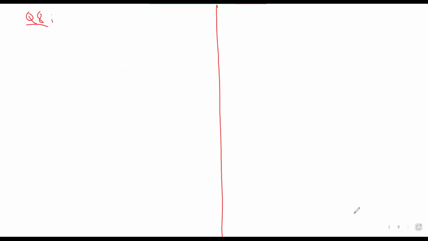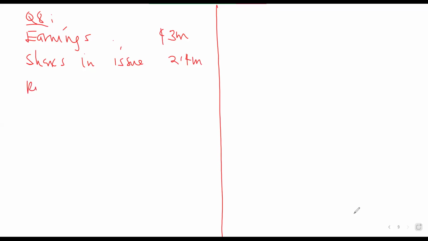Okay. So let's come to the earnings for the year. Maybe I can use the example to explain whatever I want to explain. So earnings for the year will be what? 3 million, isn't it? Shares in issue was 2.4 million. So the right issue was done. Right issue was for what?